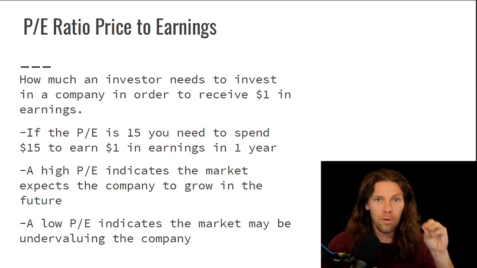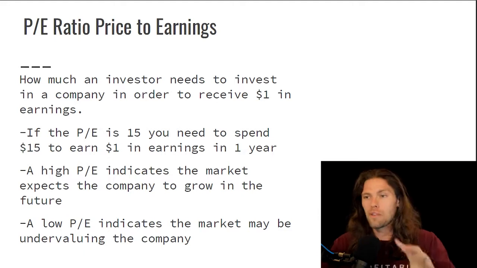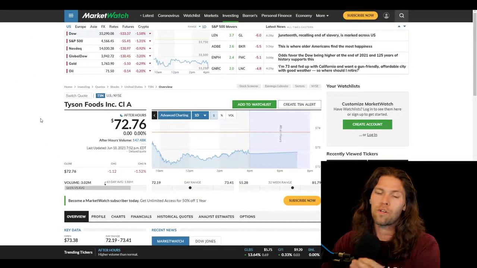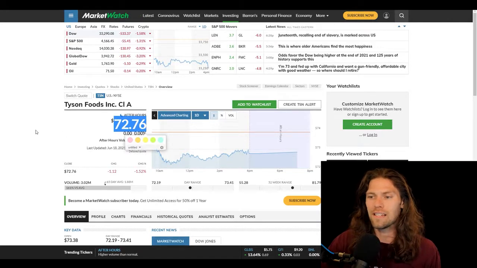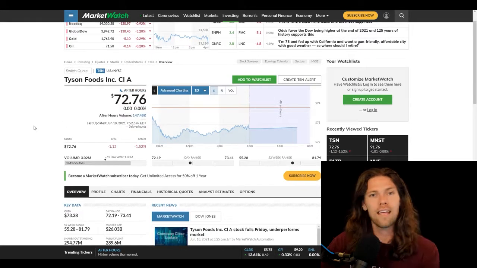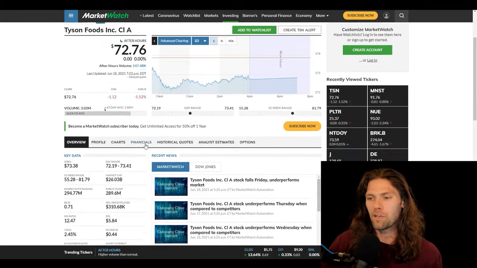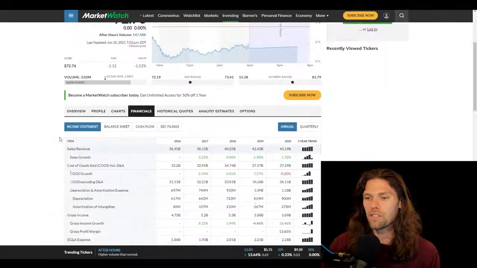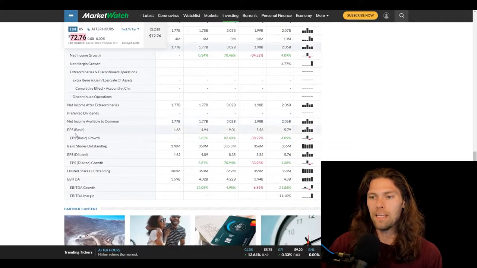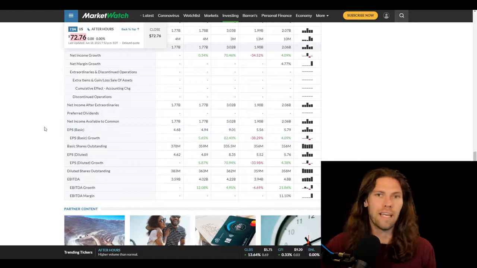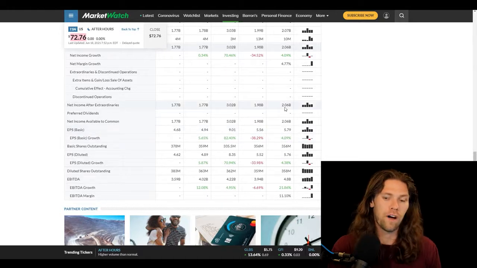So how do we calculate P to E? It's literally the stock price divided by the earnings per share. So if we go over to the computer, we're on Market Watch here, we're just taking a look at Tyson Foods. We can see that the stock price is $72.76 per share. So we're going to take that and then we're going to divide that by the earnings per share. In order to get that, we're going to go to the financial statement and then to the income statement. We scroll down to EPS, that's earnings per share. Take a look, it's $5.79. So we take that stock price divided by $5.79, and that gets you the P to E. In this case, it's about 12.5.